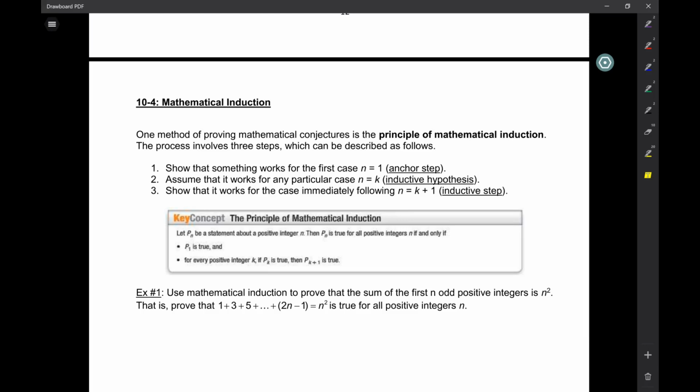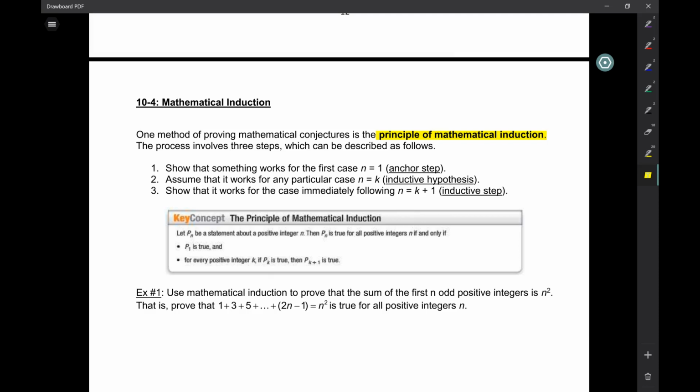What this is called is mathematical induction, right? So one way that we can prove conjectures is the principle of mathematical induction, right? And so, whenever I talk about proving something by the principle of mathematical induction, it takes 3 steps, okay? So in here, we're proving things that have to do with number theory.